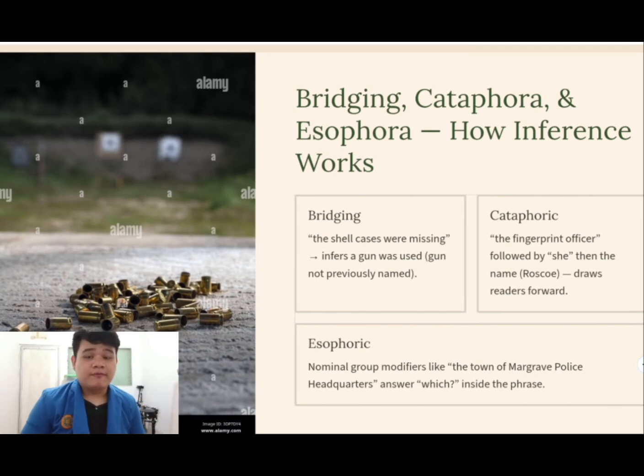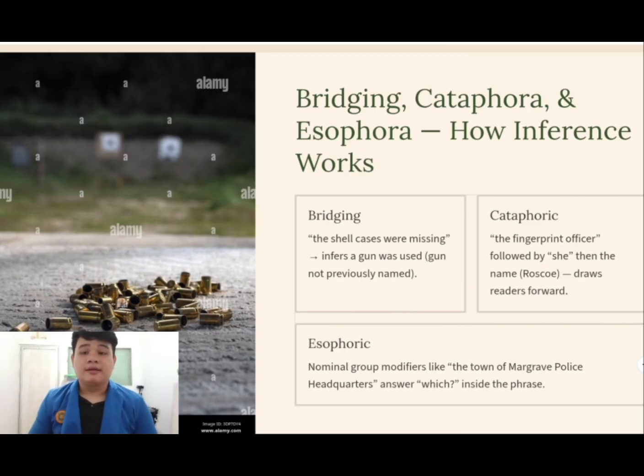First, we have bridging reference. So look at the example: the shell cases were missing. This phrase infers a gun was used, even though a gun was not previously named. And the second is cataphoric reference. For example, the text mentions the fingerprint officer, followed by C, and then finally the name Roscoe. This setup intentionally draws readers forward.